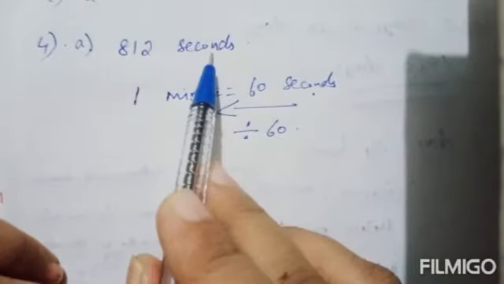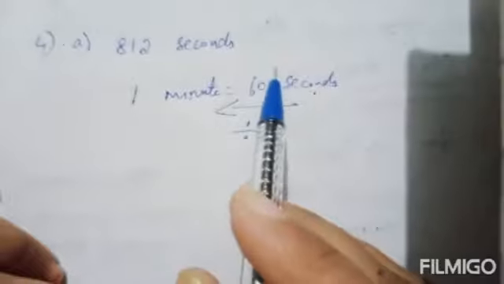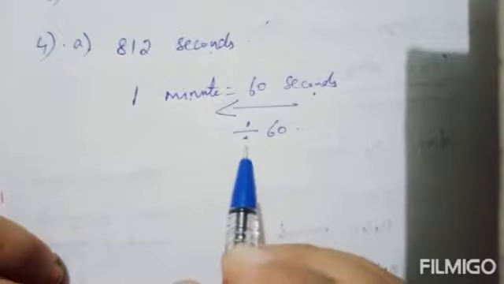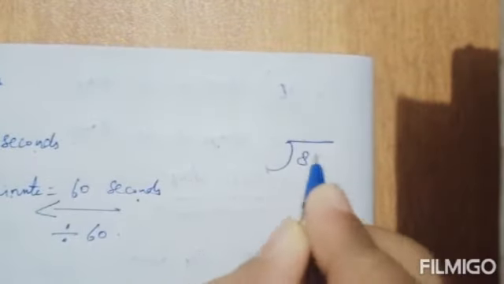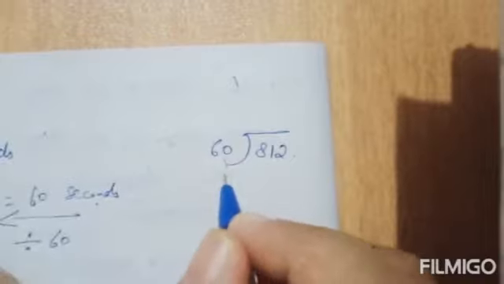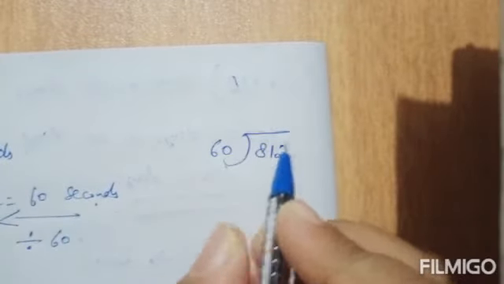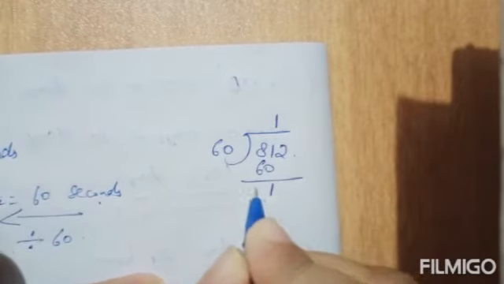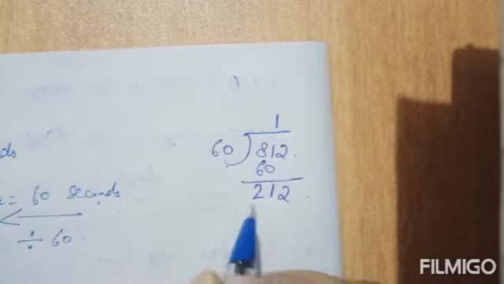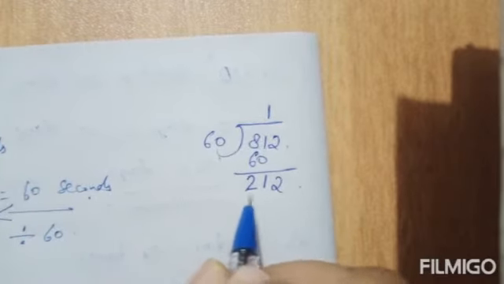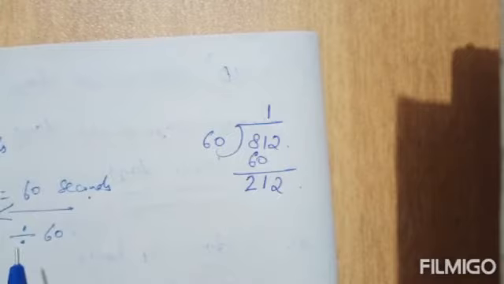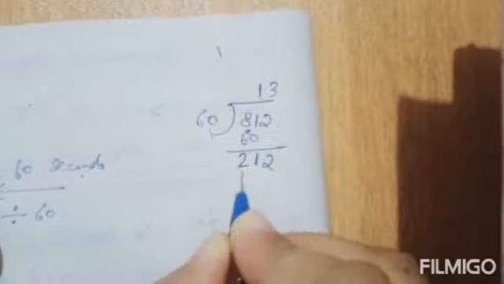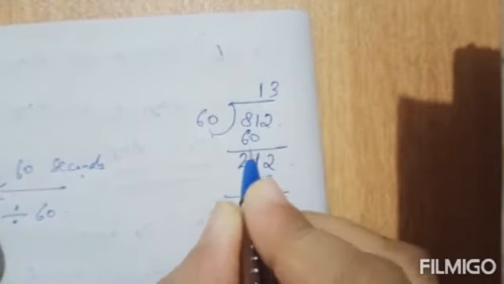So 812 seconds, in order to convert to minutes and seconds, you just divide by 60. So 812 divided by 60. What will you get? 60 into 1, 60. You will get 212 as a remainder. Now 212 you can divide by 60. So what will you get? 60 into 3, it is 180.